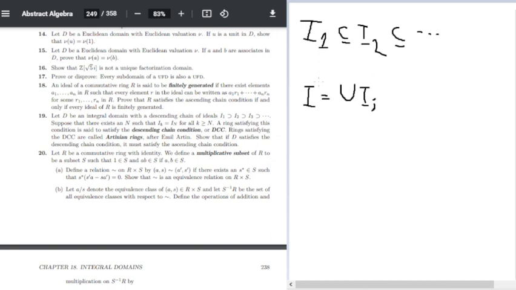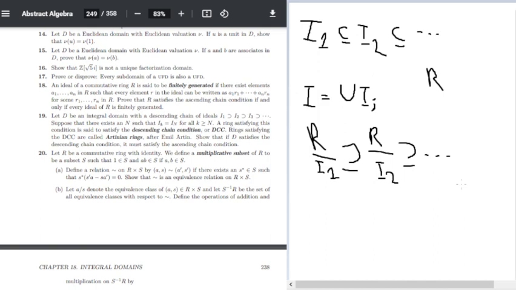Okay, let's think. One thing we can do is, because these are ideals of a ring R, we know that R over I1 is, in a sense, a superset of R over I2, which is a superset of, on and on. But how do we make this inclusion precise? Because they're not all taking place in the same universe.